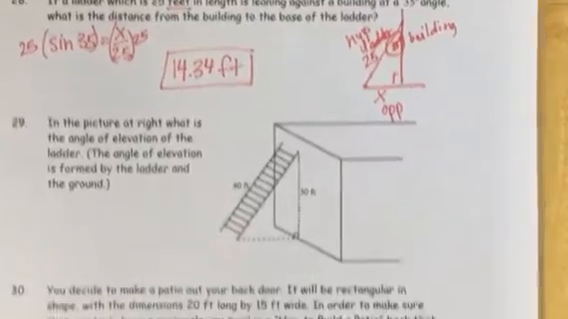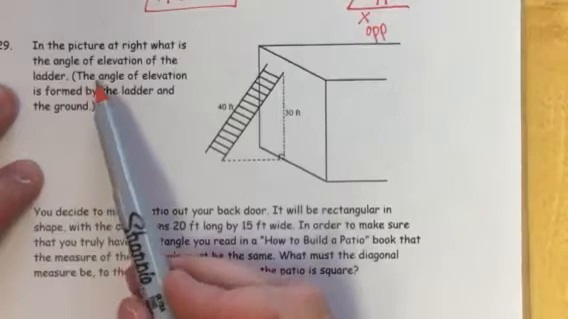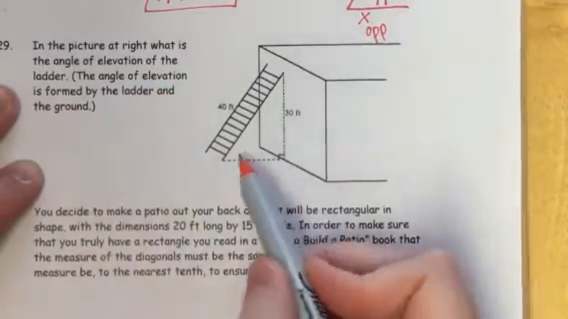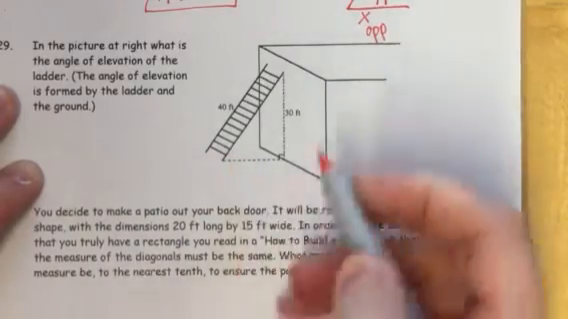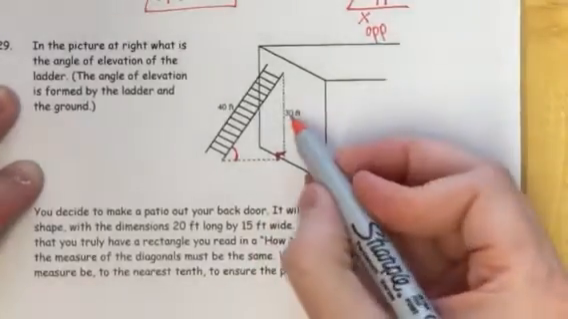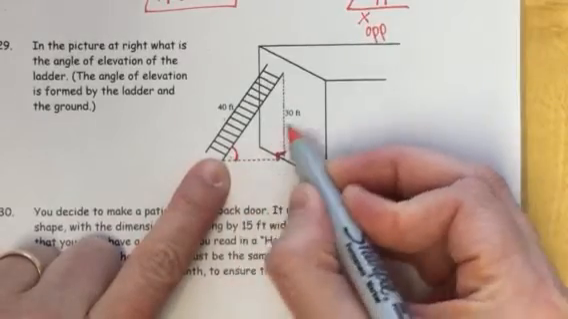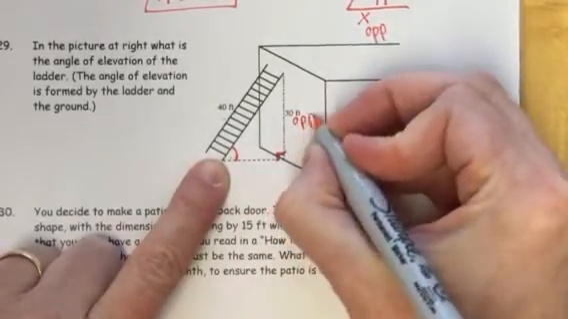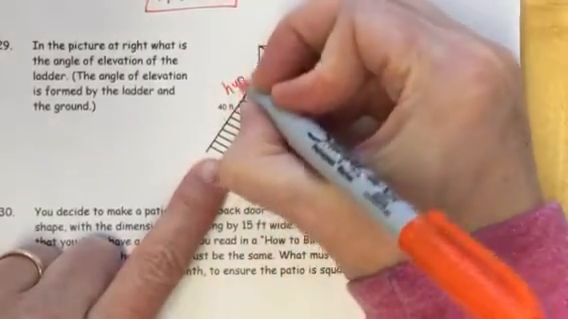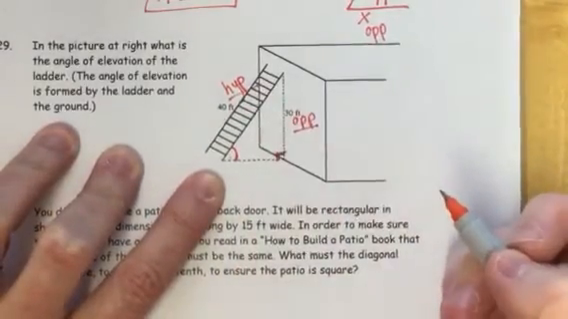Okay, problem 29 says, in the picture at right, what is the angle of elevation of the ladder? The angle of elevation is formed by the ladder and the ground. So we're looking for that angle right there. We have a 90-degree angle and they've given us 2 sides of the triangle. In reference to this angle, this side is opposite. And since this one's opposite the 90-degree angle, it's always the hypotenuse. So I'm going to use a ratio that includes opposite and hypotenuse.